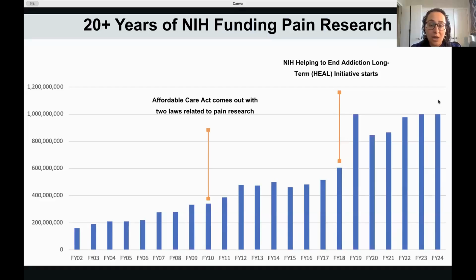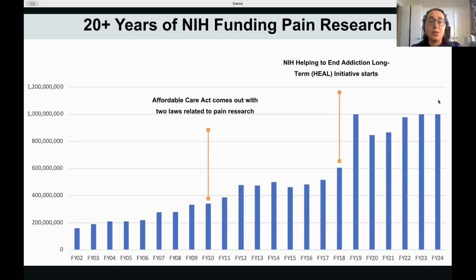And I want to highlight two time points that really resulted in a shift in this funding. The first is in 2010 when the Affordable Care Act was passed. And the reason why this is an important point to touch on is that two laws related to the Affordable Care Act discussed pain research.